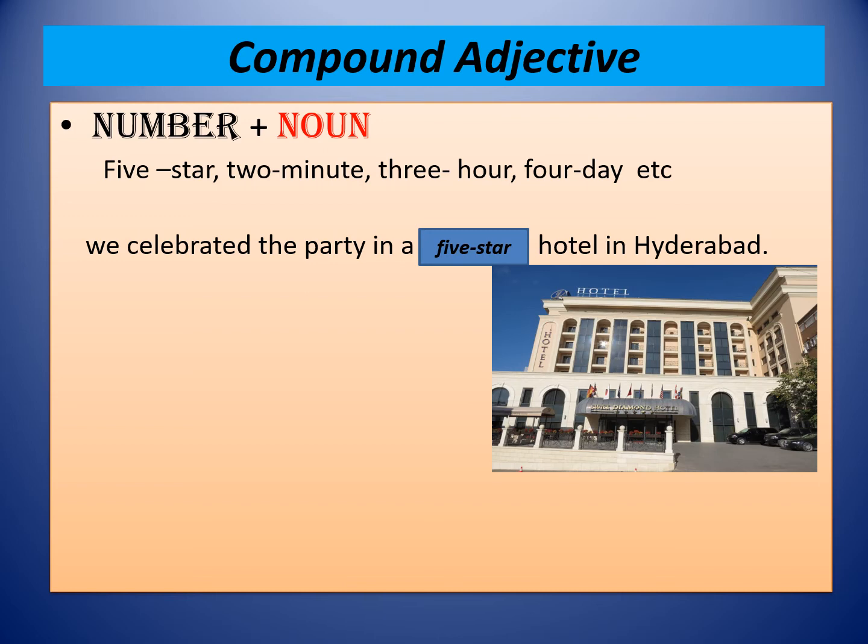Let us see another sentence. They went on a 4-day trip to New Delhi. So in this sentence, 4-day is a compound adjective formed with a number and a noun. 4 is the number, day is the noun.